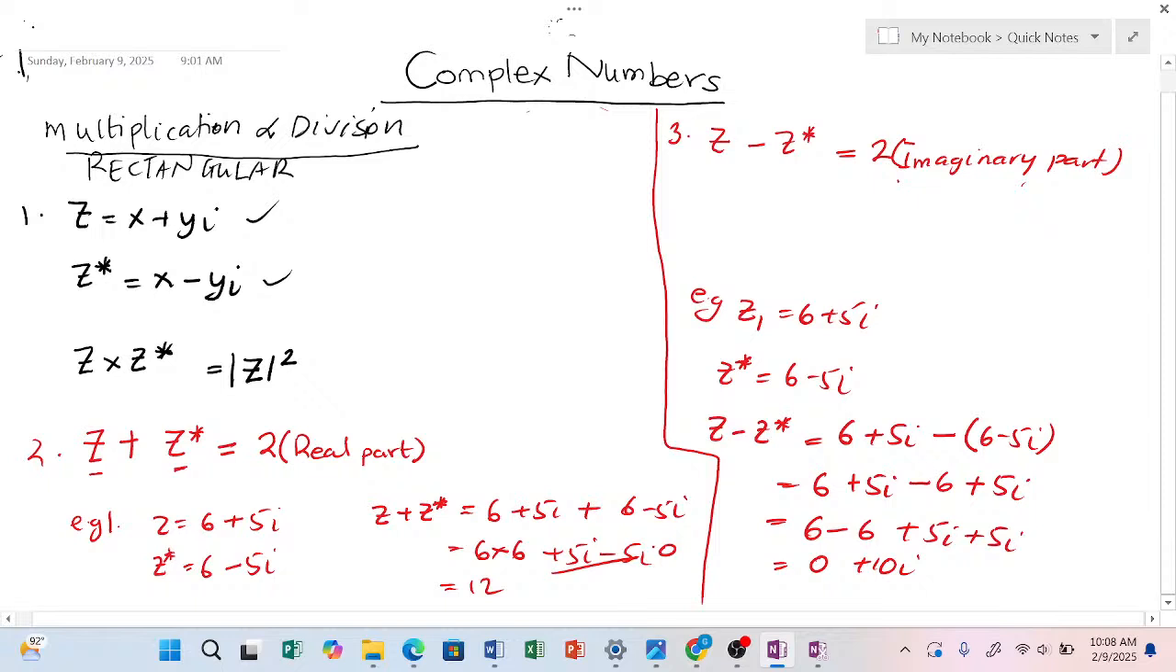Do you get it? You could see that here the imaginary part was 5i, right? Because this and this are conjugate and we are subtracting the conjugate from the main complex number, then you just move straight. Don't go and waste your time to do what I did here. You just move straight by multiplying 2 to the imaginary part.